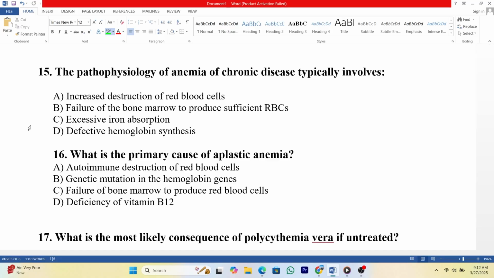15. The pathophysiology of anemia of chronic disease typically involves A. Increased destruction of red blood cells. B. Failure of the bone marrow to produce sufficient RBCs. C. Excessive iron absorption. D. Defective hemoglobin synthesis. Answer: B.